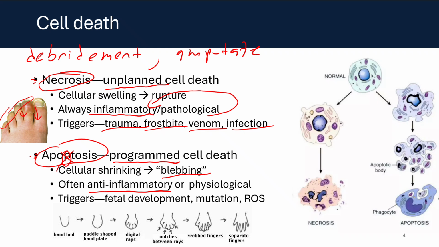Fetal development, for starters, has lots of deliberate apoptosis in it. You may have learned that babies have webbing between their fingers and toes, at least in the early days of development. What happens is around here, apoptosis is going to create notches that will eat away at the webbed fingers. This greatly increases the dexterity of the person after they're born. That's a physiological application of good programmed cell death.